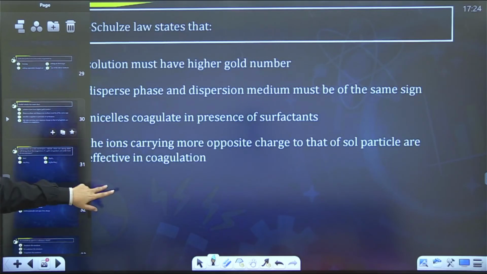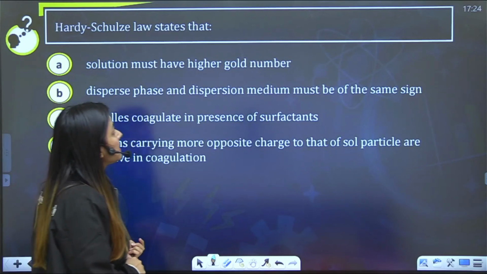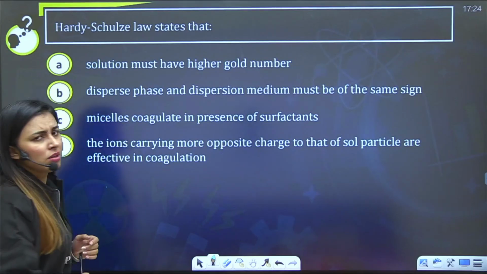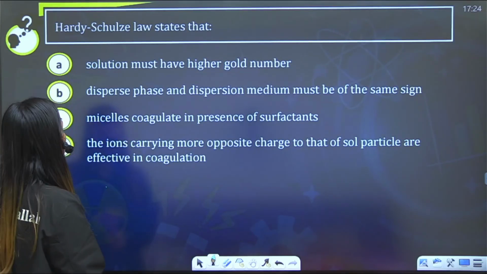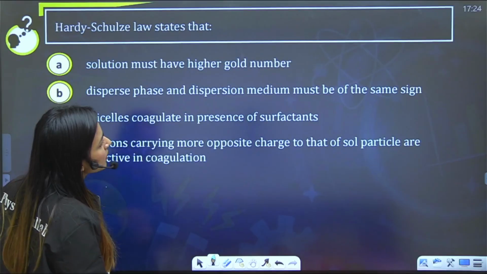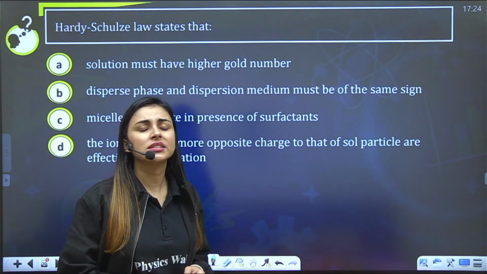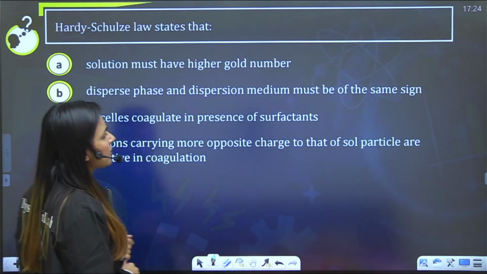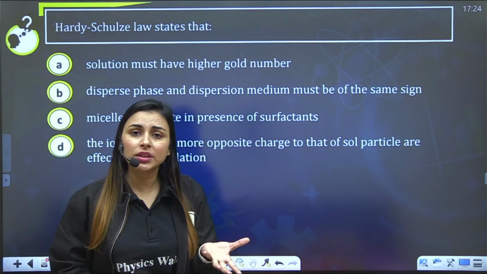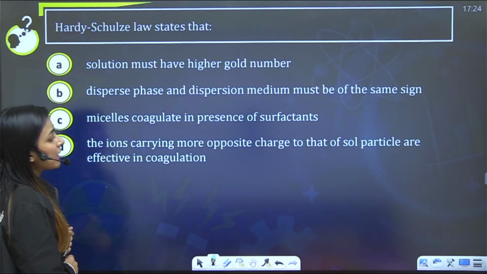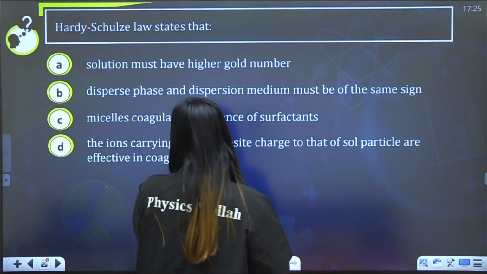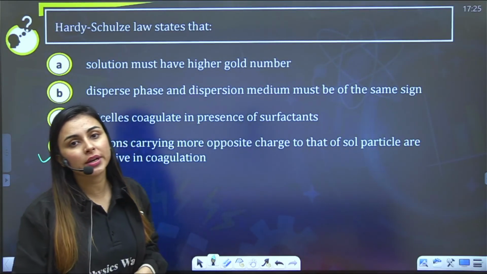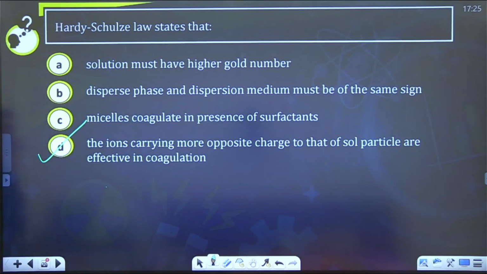Next question says that Hardy-Schulze's law states that. What does it state? Let's see the statements. Solution must have higher gold number. No, Hardy-Schulze's rule doesn't say anything about the gold number. Dispersed phase and dispersed medium must be of the same sign. No, it doesn't talk about the signs of dispersed phase and dispersed medium. Micelle coagulate in presence of surfactants. No, it doesn't talk about micelles as well. The ions carrying more opposite charge to that of the sol particle are effective in coagulation. Yes, that is what Hardy-Schulze's rule says. So option D will be your correct answer. I hope you're clear with this. Please write it down.